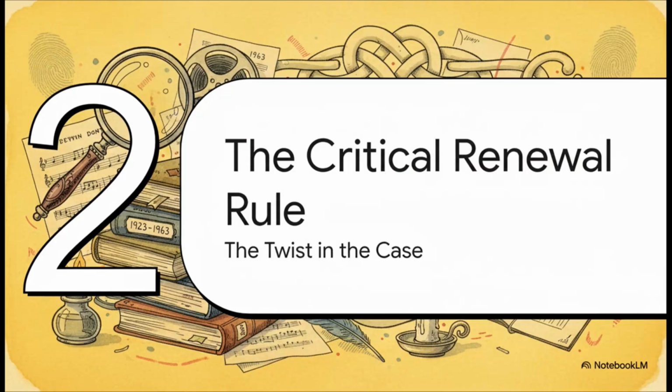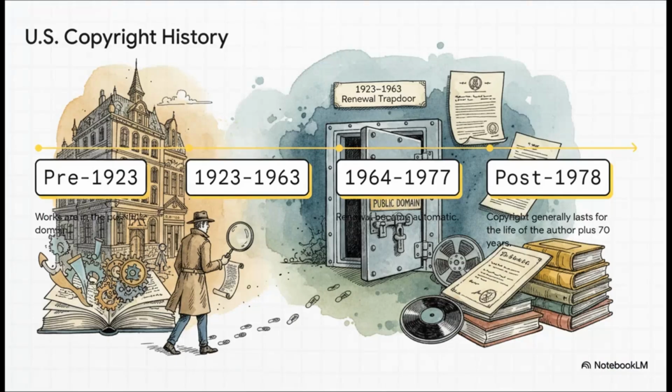And now, we get to the most critical part of our entire investigation. See, for a very specific period in U.S. history, copyright law had this unique little twist. And understanding this rule is the absolute key to unlocking thousands of works you might just assume are still protected. So take a look at this timeline. This shows you exactly why a film from 1955 is way more complicated than one from, say, 1920.